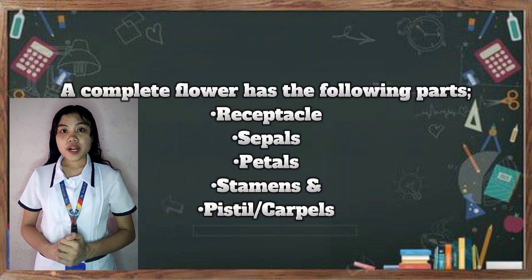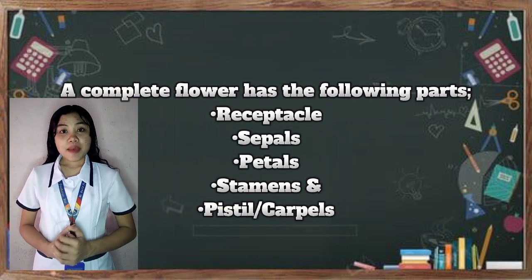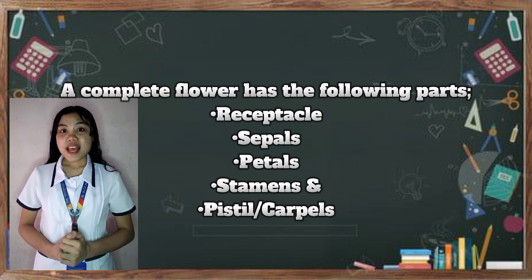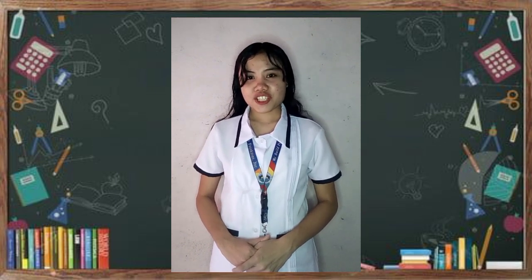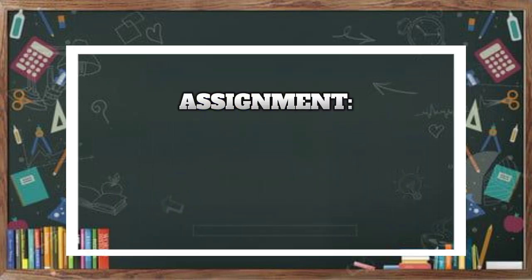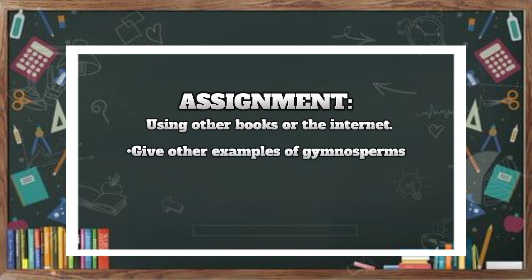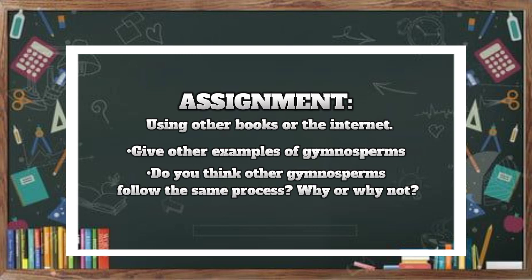Okay class, always remember that a complete flower has the following parts: receptacle, sepals, petals, stamens, and pistil or carpels. Flowers are the attractive parts which are used for reproduction. For your assignment, using other books or the internet, give other examples of gymnosperms, and then, do you think other gymnosperms follow the same process? Why or why not?